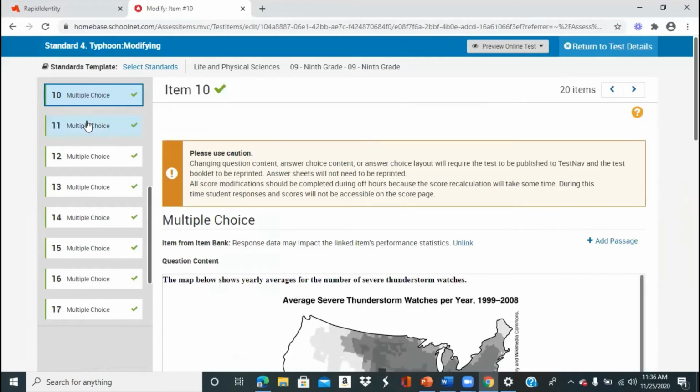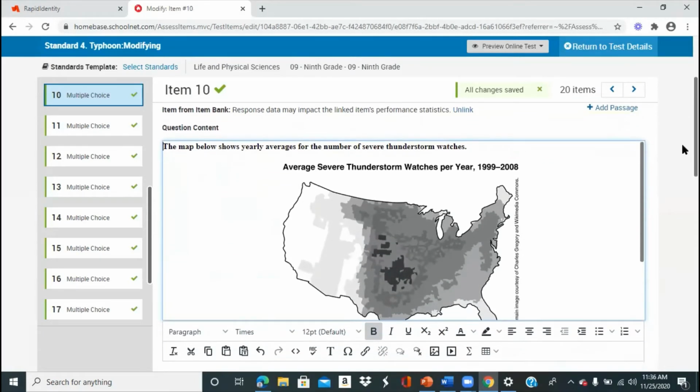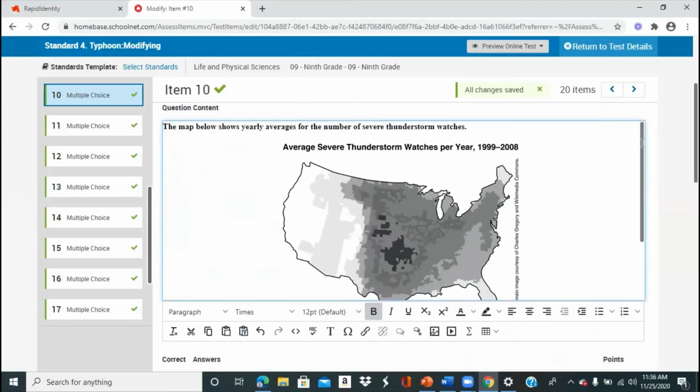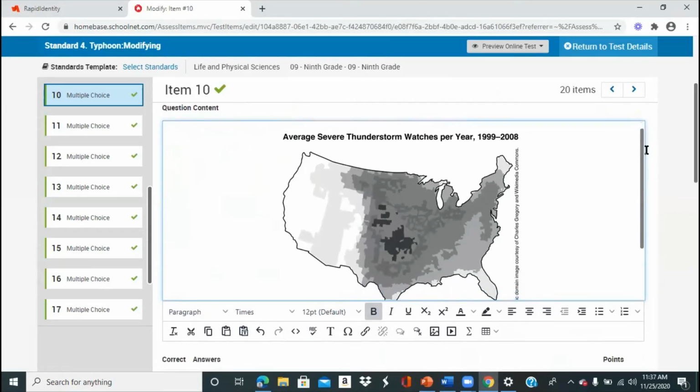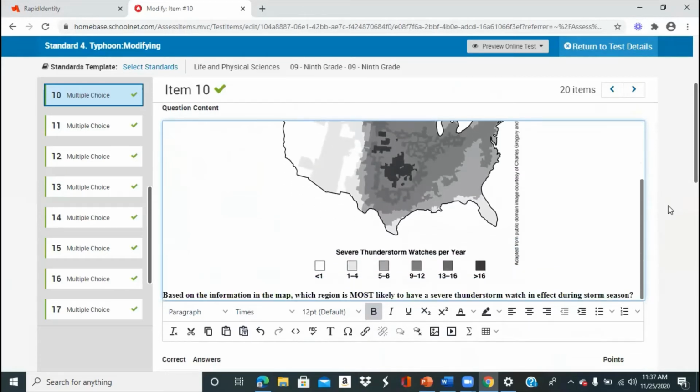So we move forward to item number 10. In item number 10, the map below shows the yearly average for the number of severe thunderstorm watches. So you have there all the thunderstorm areas, and this is the average weather pattern of thunderstorms from 1999 to 2008. Your question: based on the information in the map, which region is most likely to have a severe thunderstorm watch in effect during storm season? Note that the darker the shade of the legend, the more severe the thunderstorm is.